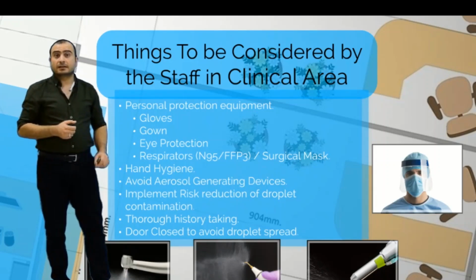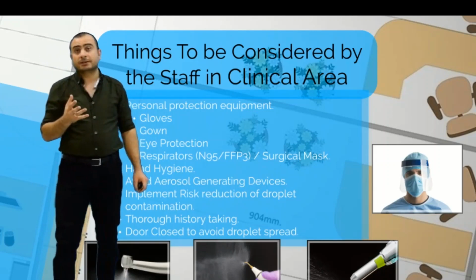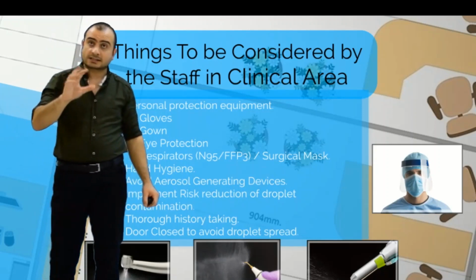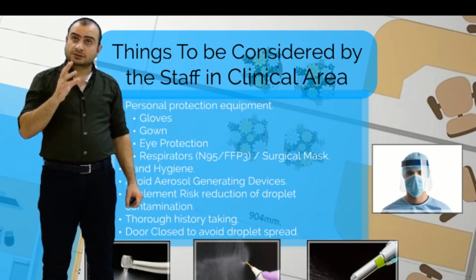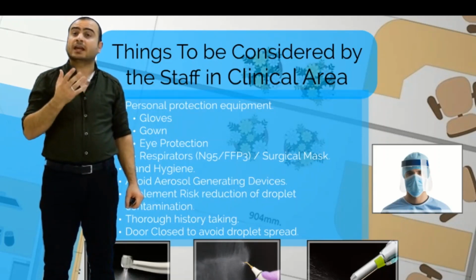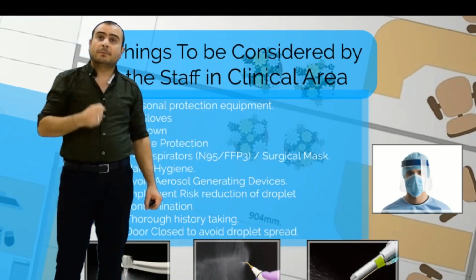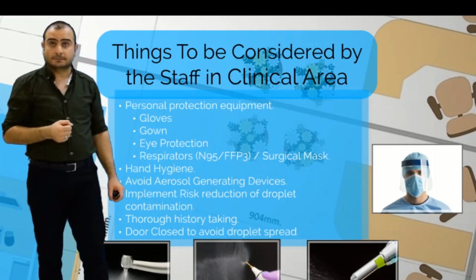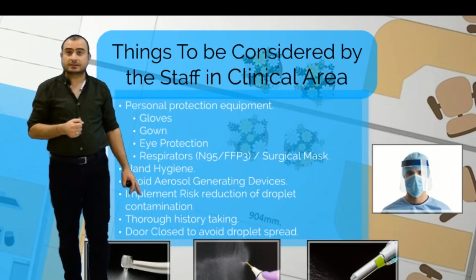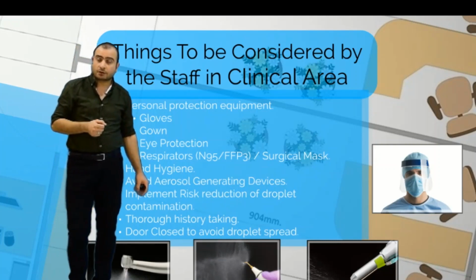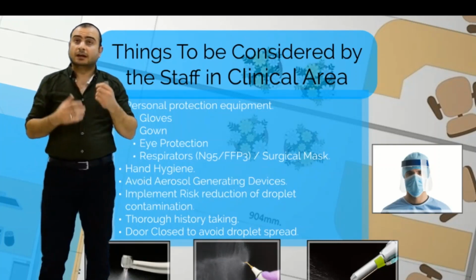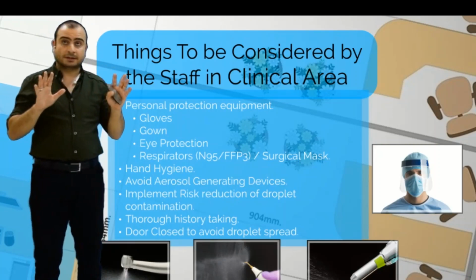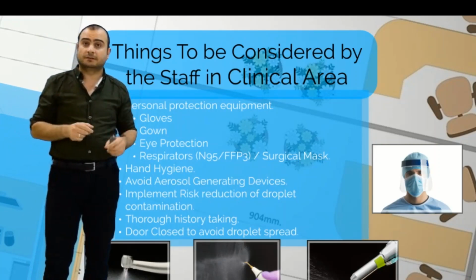Thorough history taking needs to be done with the patient. We should specifically ask about any present respiratory diseases. We also need to ask if they have had contact with patients who have COVID-19. If the patient has a history of contact with COVID-19, or has a current respiratory illness, then no treatment of any kind should be delivered.